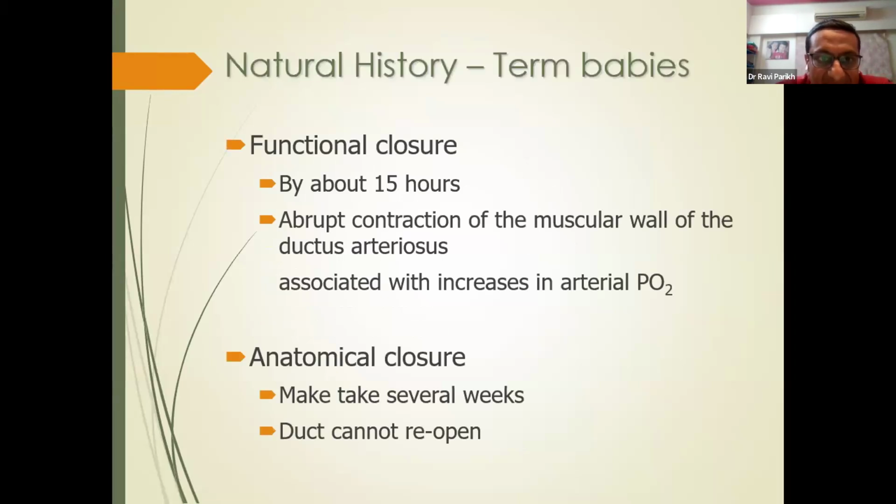So if we learn from our basics, in term babies the PDA functional closure happens by around 15 hours because there is an abrupt contraction of the muscular wall of the PDA associated with an increase in arterial PO2. Two important things happen at birth. The baby cries, so the lungs open, pulmonary pressures drop, and oxygen goes to the body, and you cut the cord as well, so systemic pressure also increases. This all causes functional closure by about 15 hours. Anatomical closure may take several weeks, but the very important thing is that the duct cannot reopen in a term baby. So if we want to keep the duct open, especially in congenital heart disease, we have to give additional medication. That's the characteristic of the duct in term babies.